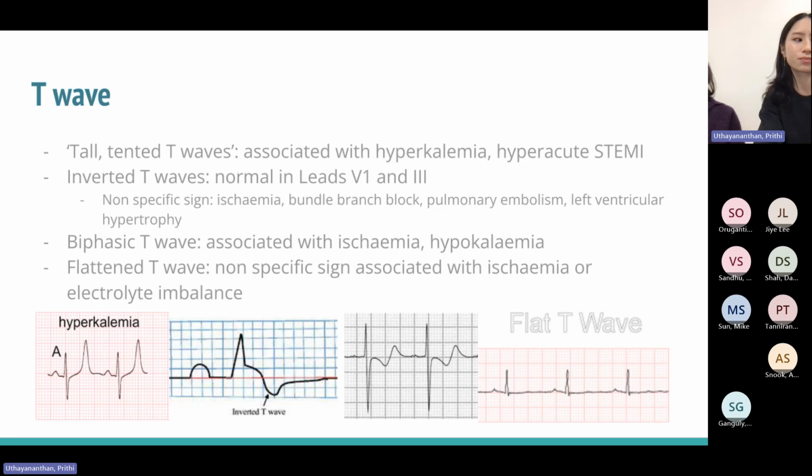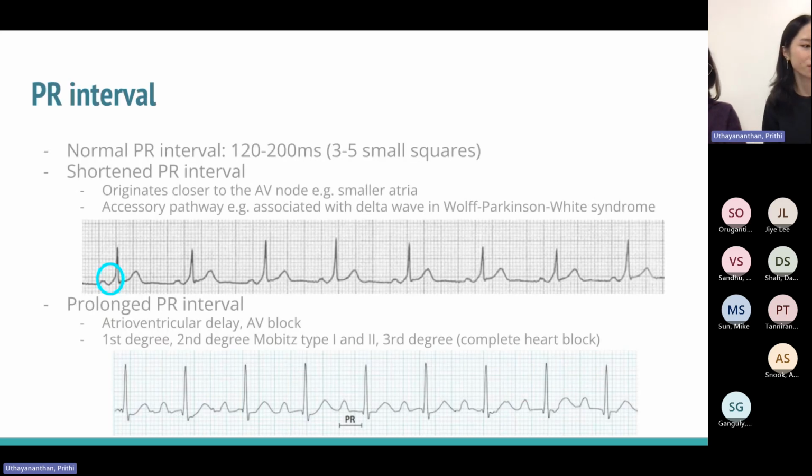Inverted T waves are normal in leads V1 and V3. However, if they're inverted in other leads, then it's a non-specific sign of other conditions, for example, ischemia, bundle branch block, PEs, or left ventricular hypertrophy. Biphasic T waves are a sign of ischemia and also hypokalemia. Flattened T waves are a non-specific sign, again associated with ischemia. So a lot of them are just associated with ischemia. This is what you want to remember.